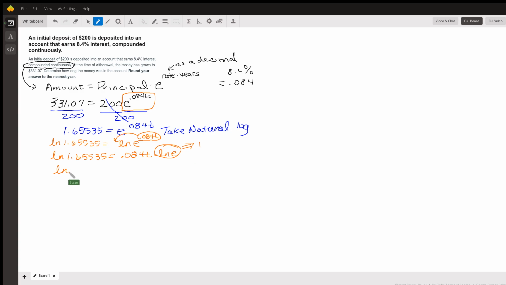So usually you don't even see that. They just will write natural log of 1.65535 equals 0.084 times t, and then you basically divide both sides by 0.084, and you're going to get your answer. So on your calculator, you want to find that natural log key, put in the decimal that you got, and divide it by 0.084, and that will give you 6.000, so it's about 6 years. You should try this, make sure you can properly do it on your calculator, but that's how you do it.